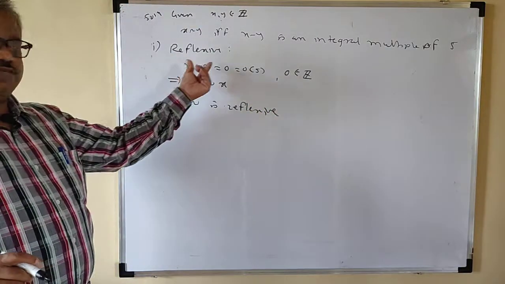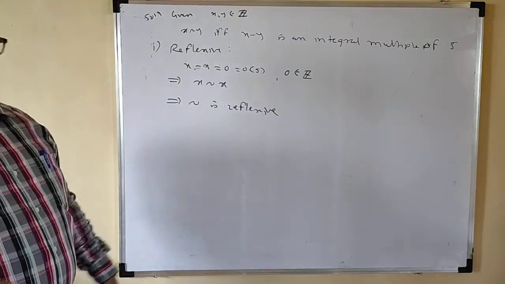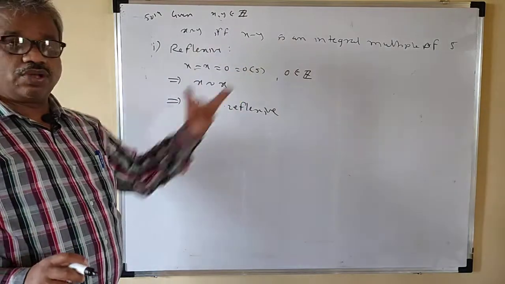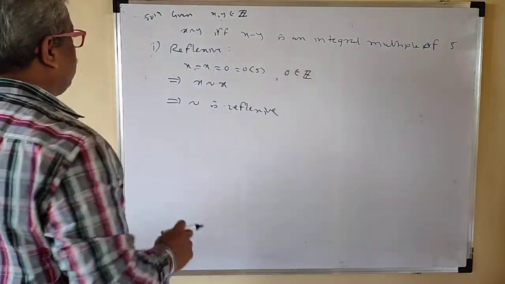Because x minus x is an integral multiple of 5, so 5 times some integer. 0 is one integer. So that means it is reflexive.